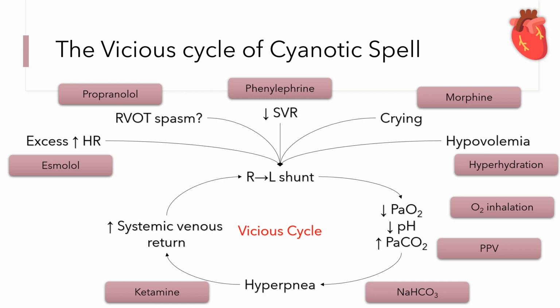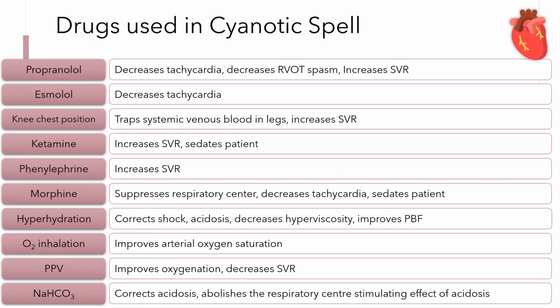Last thing is, there was increased systemic venous return associated with right to left shunt. So what can we do to decrease the systemic venous return? You can put the patient in a knee chest position. So all these things we can do in the treatment of cyanotic spell so as to break this vicious cycle, because that is the only way we can treat the cyanotic spell.